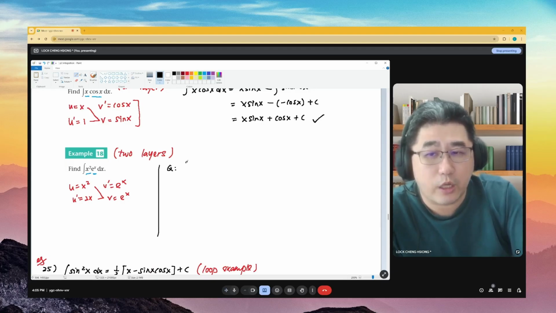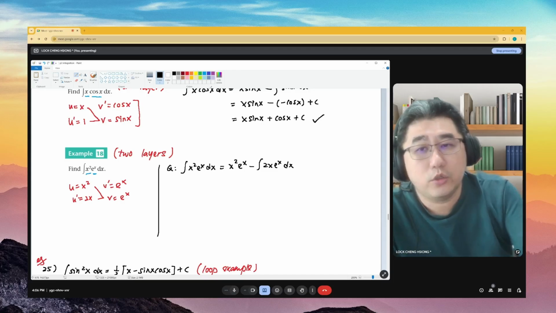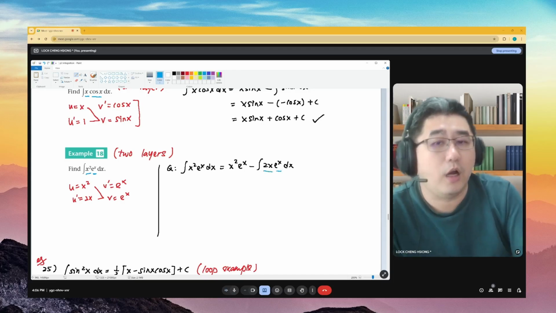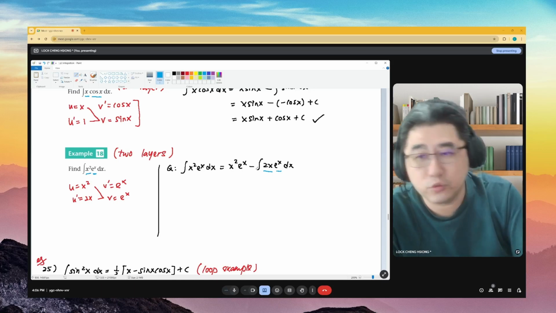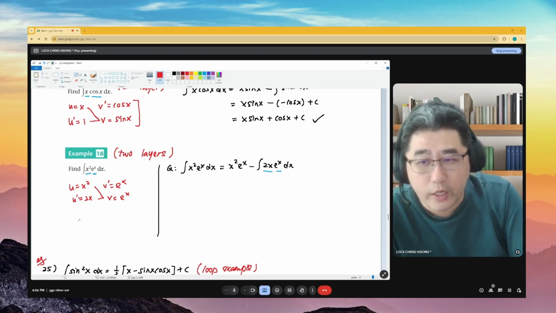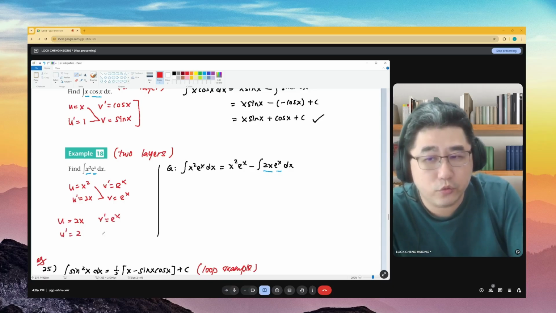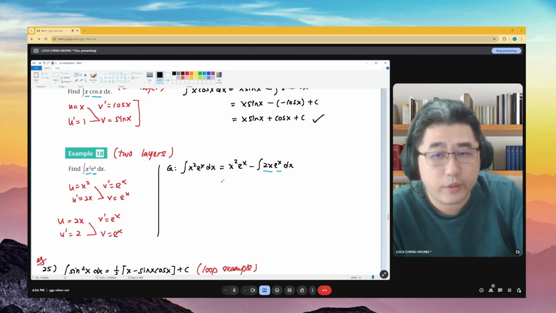From the question, I have the integral of x squared e^x dx. These and these will be paired together, so x squared e^x. So minus, these two will be paired together, the integral of 2x e^x dx. You will see there is another round of by parts, because these two things are being multiplied together. So I will have 2x as my u, and v prime as my e^x. Similarly, u prime equals 2, v equals e^x.